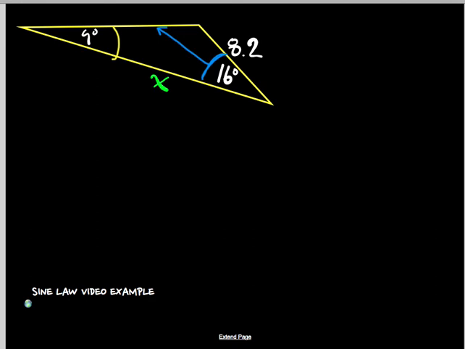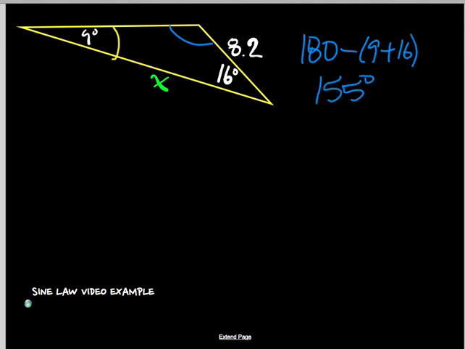So what I have to do is figure out what this angle is. You're going to say, well, it's not given to you. But you can find it easily enough because we do know something about triangles: they add up to 180 degrees. We subtract 9 and 16 from that, and that gives me an angle of 155 degrees. So this angle here is actually 155.